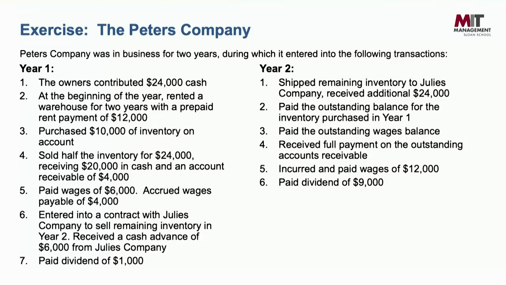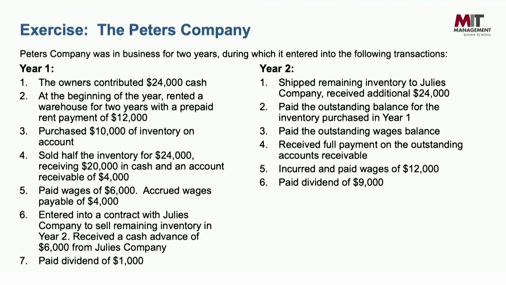Now we're going to do year two of the Peters Company. So in year two, remember in year one, they got advance payment from Julie's company of $6,000. This year, they're going to ship their remaining inventory to Julie's company, receive an additional $24,000.